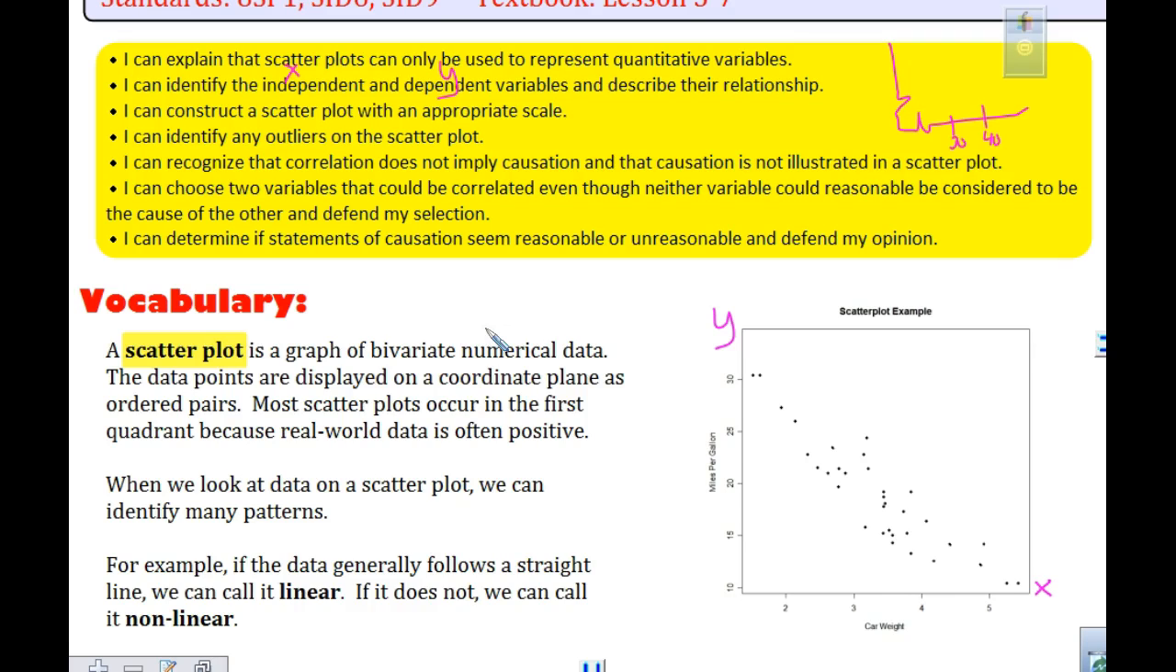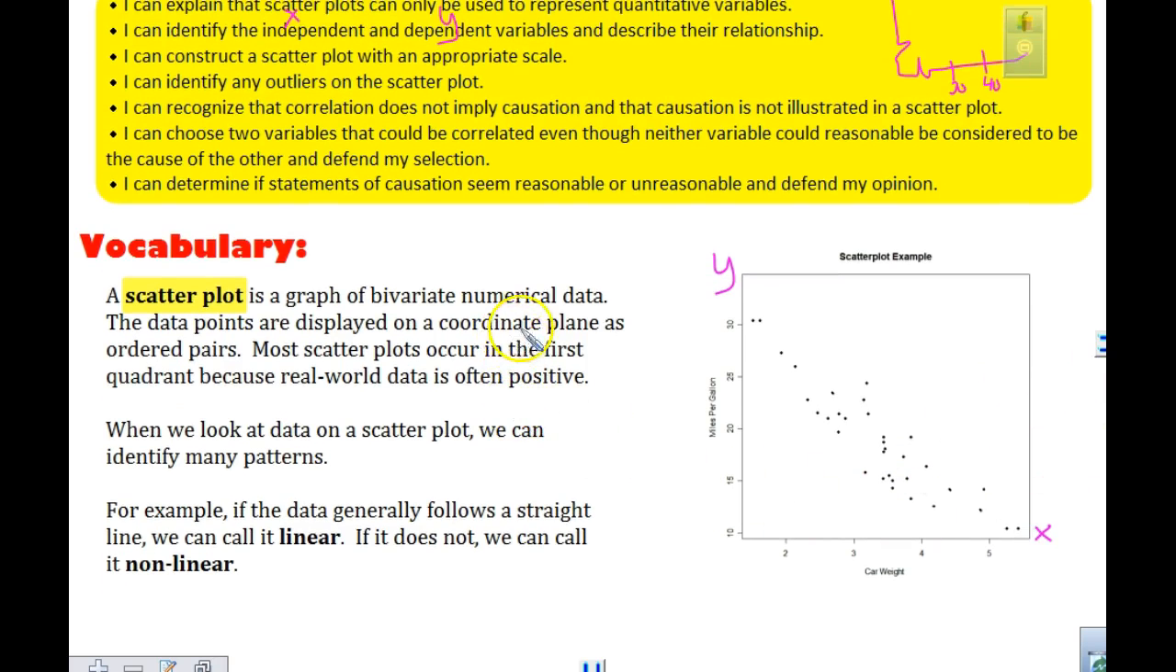So as we read the vocabulary, Lulu, you want to do me a favor and read where it says scatter plot? A scatter plot is a graph of bivariate numerical data. The data points are displayed on a coordinate plane as ordered pairs. Most scatter plots occur in first quadrant because real world data is often positive. So when you think about that, when we started this unit, we had 2 variables. So this is still bivariate, 2 variables, but this time it's numerical data instead of being in a category.